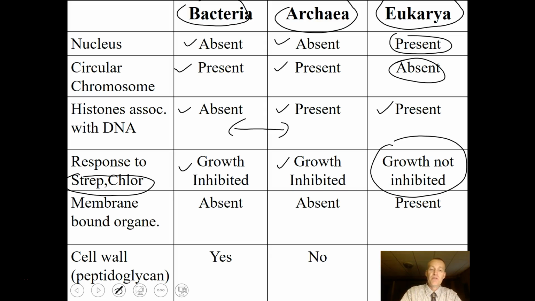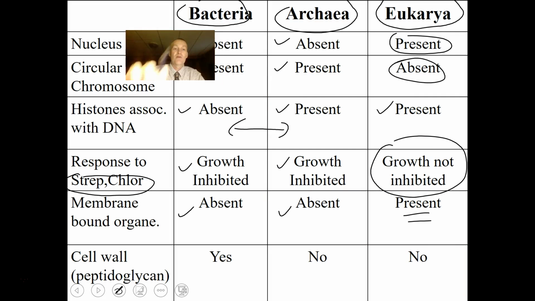In regards to membrane-bound organelles, bacteria do not have membrane-bound organelles like mitochondria, chloroplasts, endoplasmic reticulum, Golgi apparatus. Neither do the archaeans, but we do definitely have those in eukaryotic cells. That's a major characteristic difference between prokaryotic cells and eukaryotic cells. Let me slide a picture up over here.